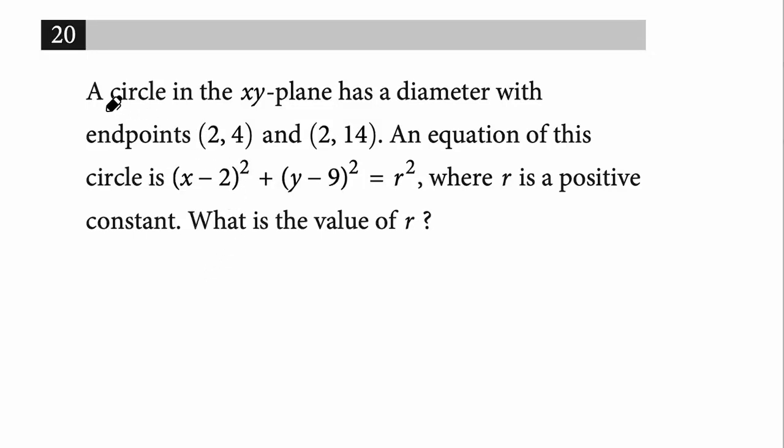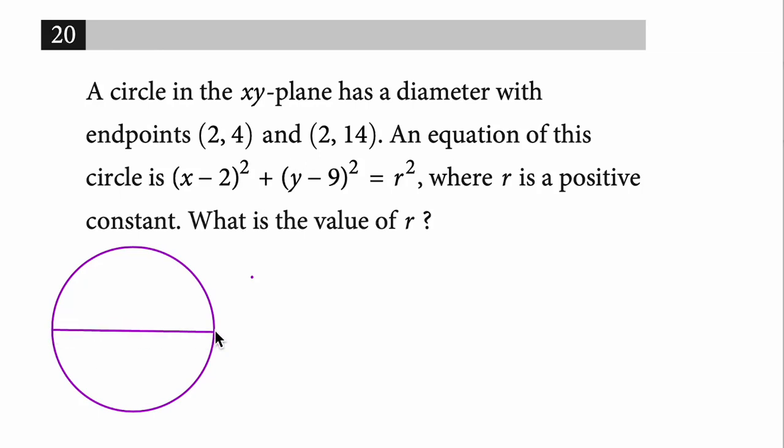Number 20th. A circle in the xy plane has a diameter with endpoints (2, 4) and (2, 14). Okay, so that means there is a circle. Let's say this is the circle, and its diameter has endpoints (2, 4) and (2, 14).